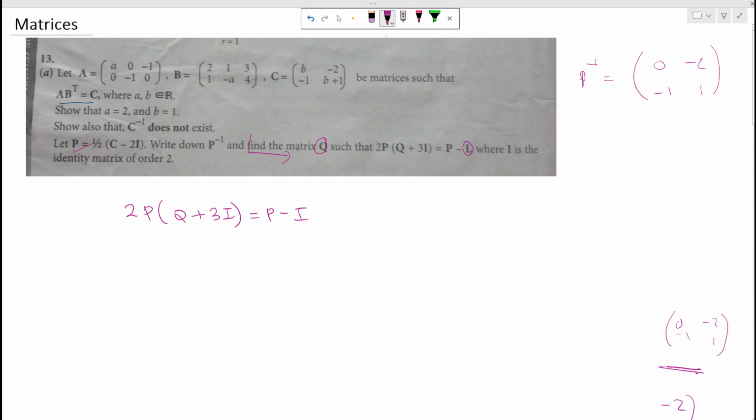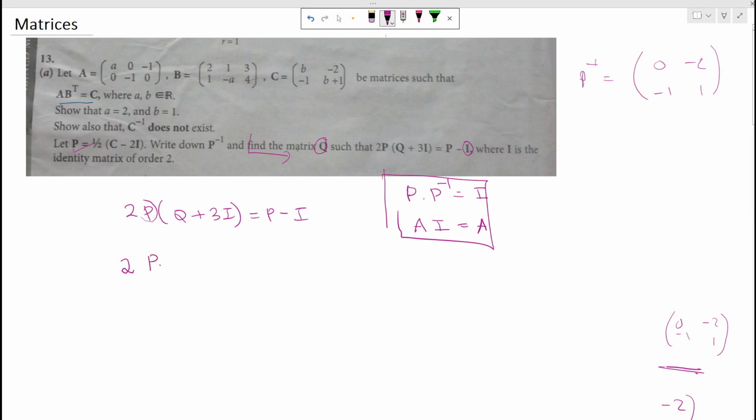Again, we have to eliminate this P, right? So you should know P into P inverse will give I. Then there is another thing: if you multiply a matrix by the identity matrix, it will result in the same matrix. So these 2 points you should bear in mind. If I want to get rid of this P, then I have to multiply the entire equation by P inverse.